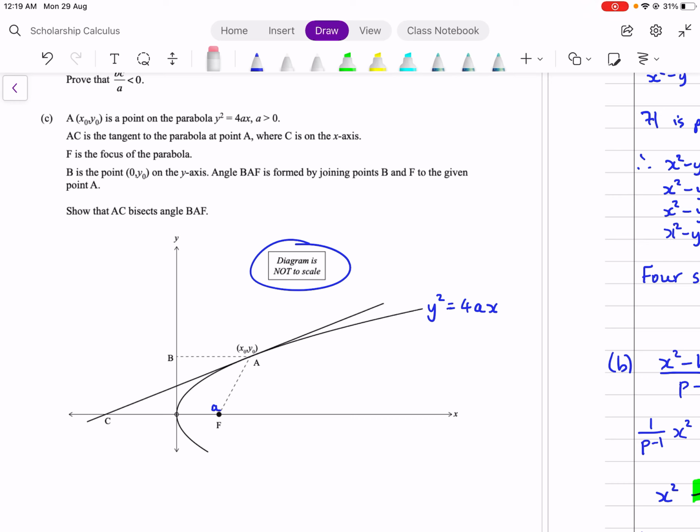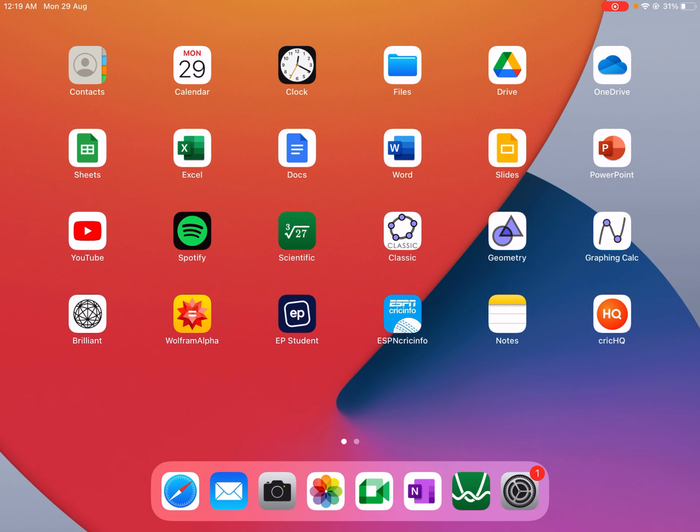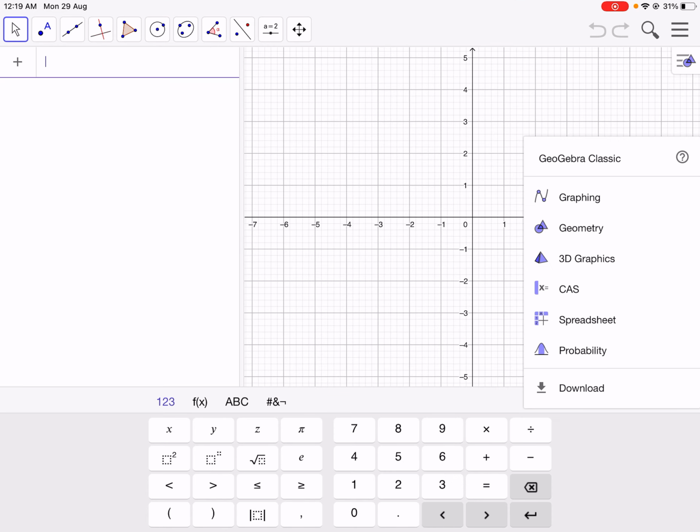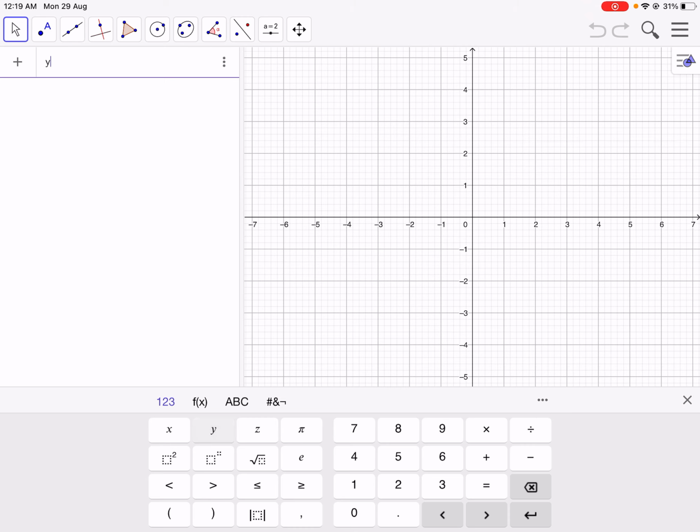Okay, don't like the diagram, so to teach you a little bit about conics, we're going to go to a diagram that is to scale. I'm going to put in a parabola.